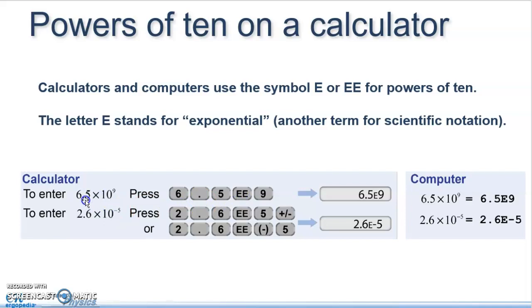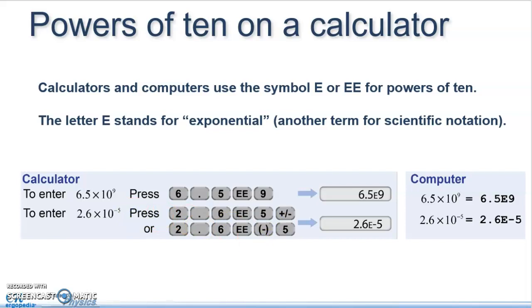So on your calculator, if you're trying to enter 6.5 times 10 to the 9th, then you're going to press 6.5, that EE button for exponential. It'll give you 6.5E9. And a computer entry would look like these over here. And make sure that you're using the negative key as you're entering the negative exponent.